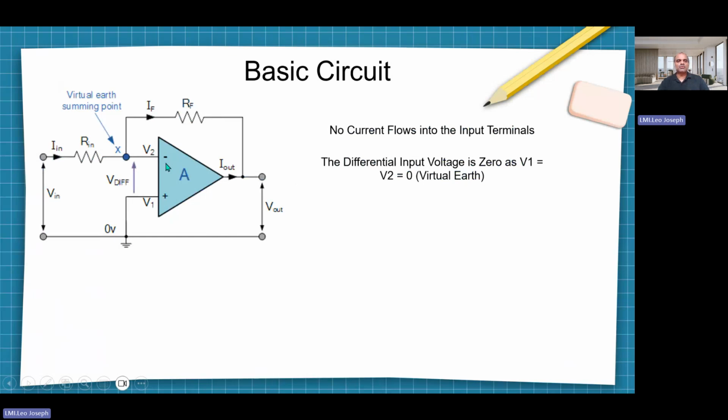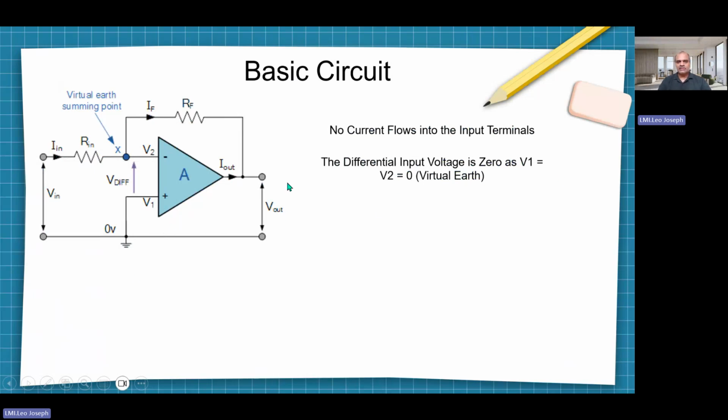In this basic circuit, why is it called an inverting amplifier? The input signal is given to the negative terminal and the positive terminal is grounded, and you can see here one feedback resistance is connected. This is called closed loop operation of the operational amplifier, and this is called negative feedback. If you take the positive terminal and feed back once again, that is positive feedback. Next we will discuss that.